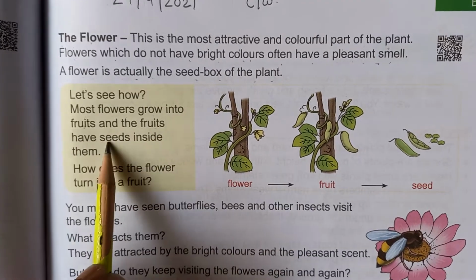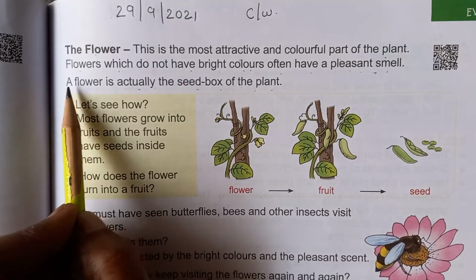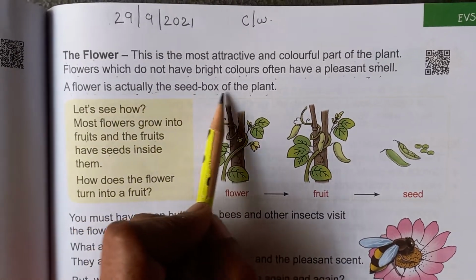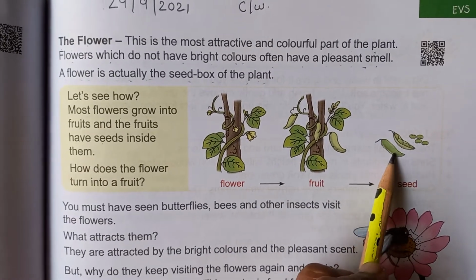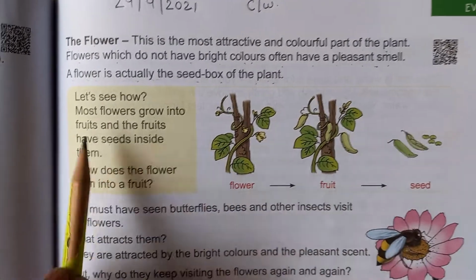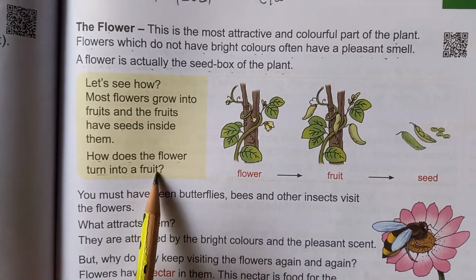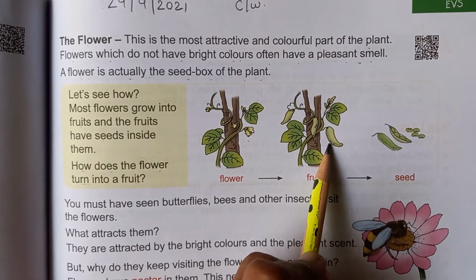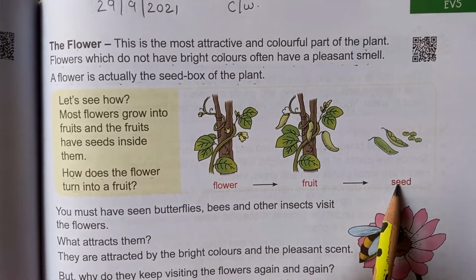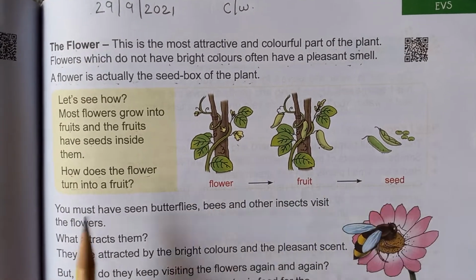And the fruits have seeds. That is why here they have given, a flower is actually the seed box of a plant. From one fruit or one vegetable, you get many seeds. How does the flower turn into a fruit? This is the flower. It turns into a fruit. Then the fruit has seeds. In the same way, it is a vegetable. Vegetable also has seeds.